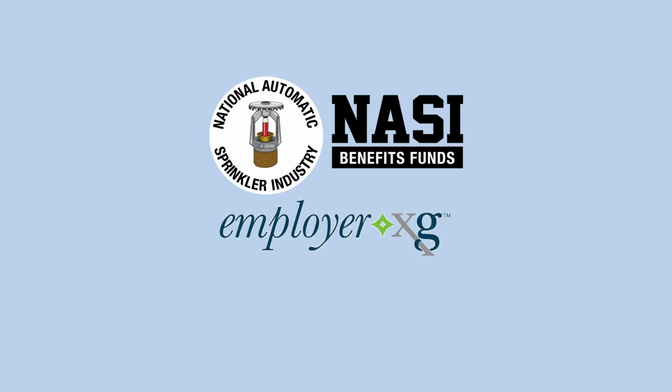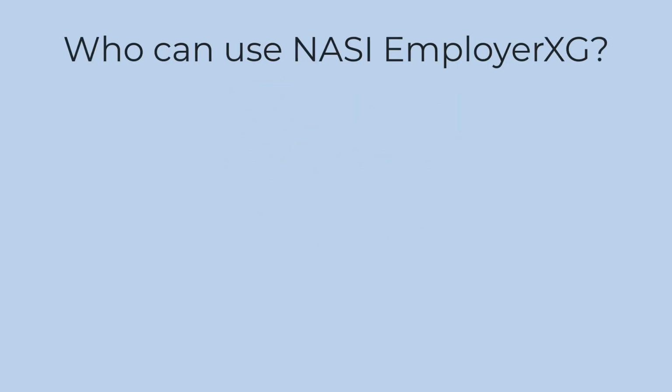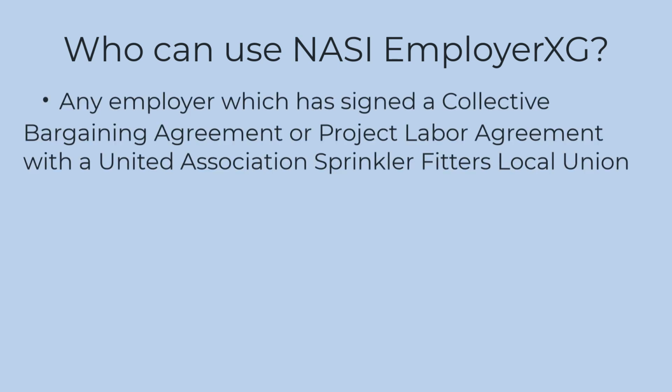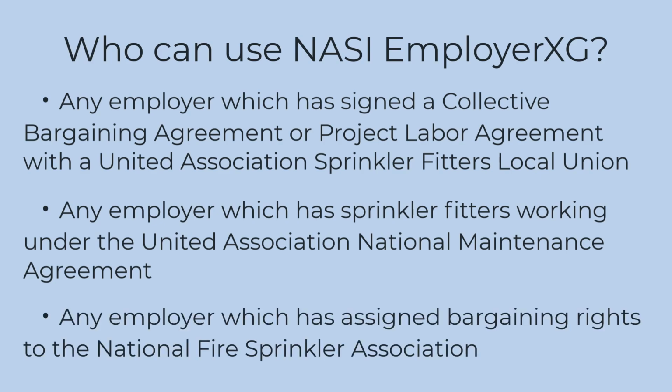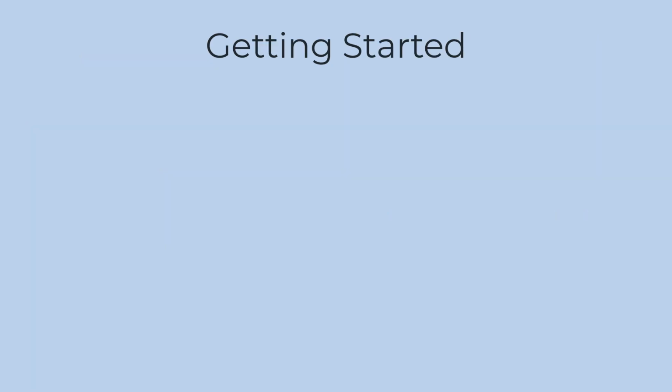Hello and welcome to this tutorial for the National Automatic Sprinkler Industry Trust Fund's employer portal, EmployerXG, a useful resource to electronically report labor and remit fringe benefit fund contributions. NASI EmployerXG is available for any employer which has signed a collective bargaining agreement or project labor agreement with a UA Sprinkler Fitters local union, has sprinkler fitters working under the UA National Maintenance Agreement, or has assigned bargaining rights to the National Fire Sprinkler Association.